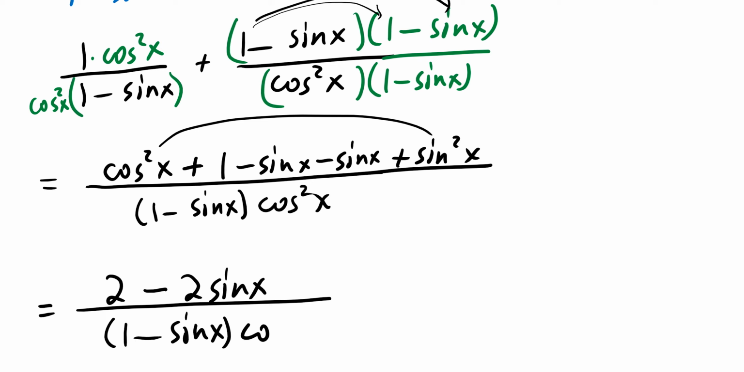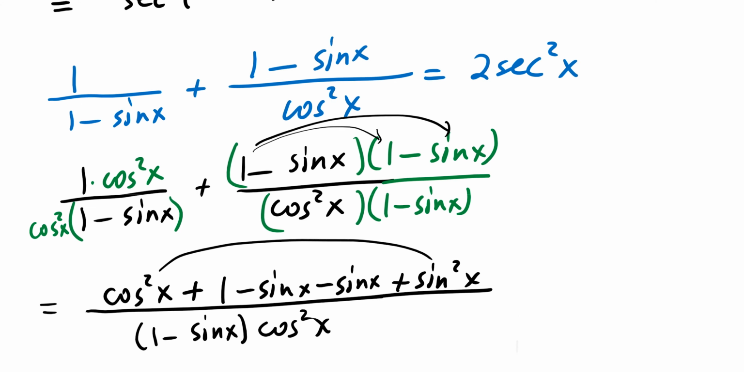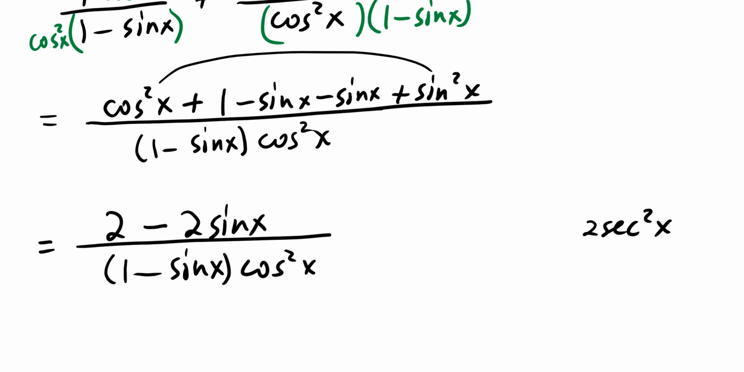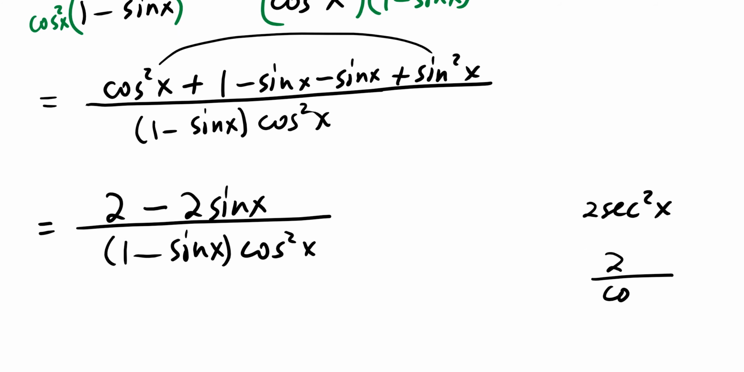Why am I keeping this the same? Remember, the answer has to be 2 secant square. So to get to that point, cosecant is 1 over cosine. So I want to keep that cosine square in the denominator as is. I don't want to distribute that for now.